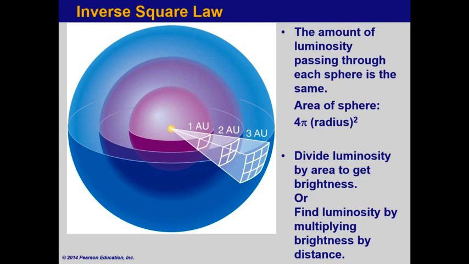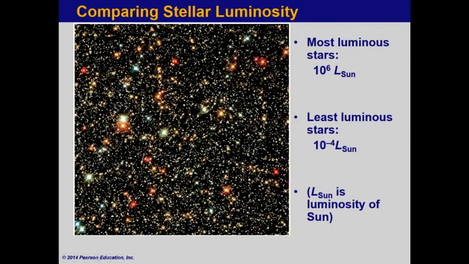So as we increase the distance, the area that light has to cover is going to increase. Because it's an inverse square, if you double the distance, the light will now be 4 times weaker.